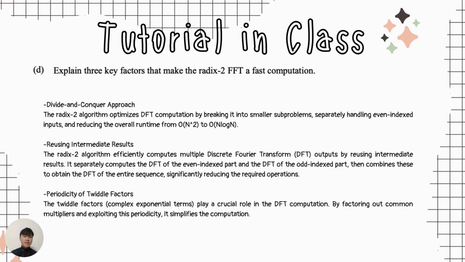Now I'm going to explain the three key factors that make the radix-2 FFT a fast computation. There are three main factors I have listed out: the divide and conquer approach, reusing the intermediate results, and the last one is the periodicity of twiddle factors.